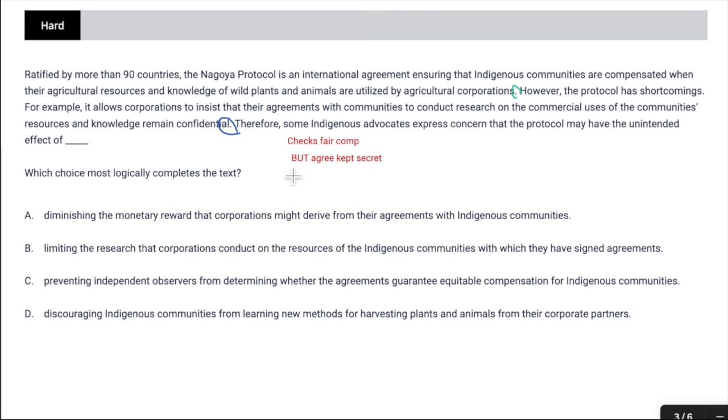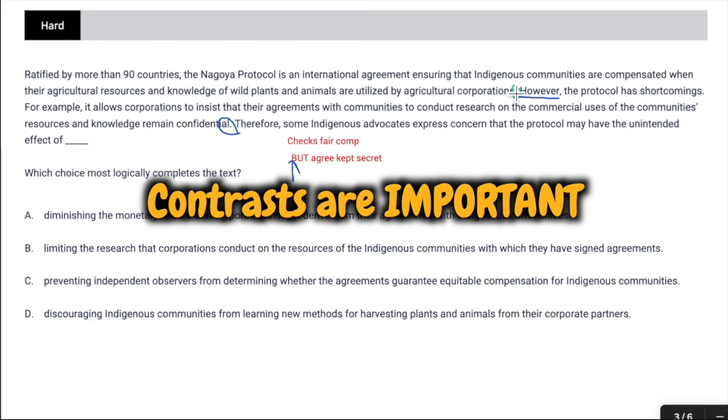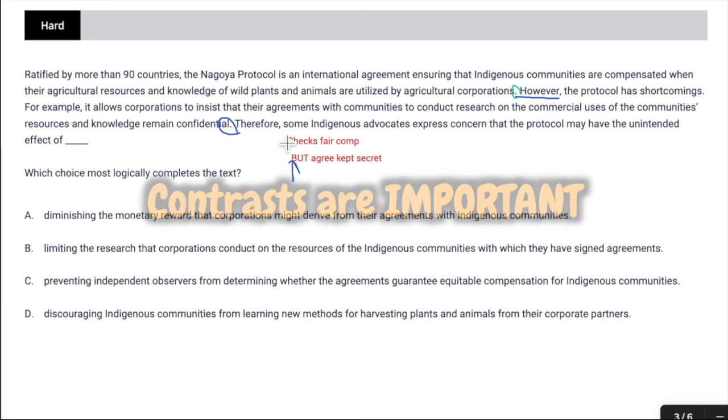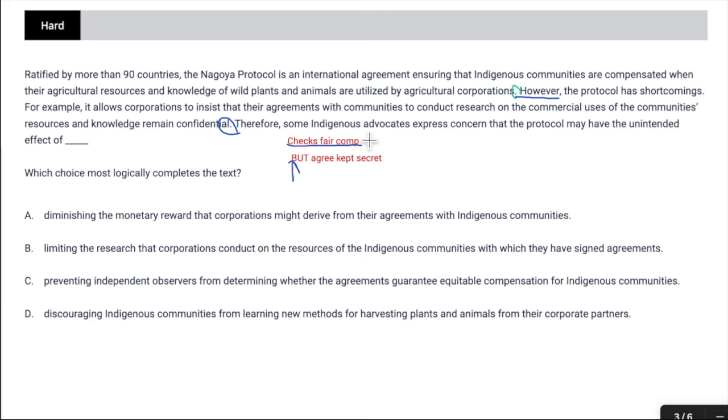All right, my next note ended up going all the way to here, and it's "but agree kept secret." And I like to have a big old "but" here because anytime we have a contrast, it tends to be super important for the comprehension of the passage. So I like to emphasize that. So even though this is trying to check for something fair, agreements are kept secret.